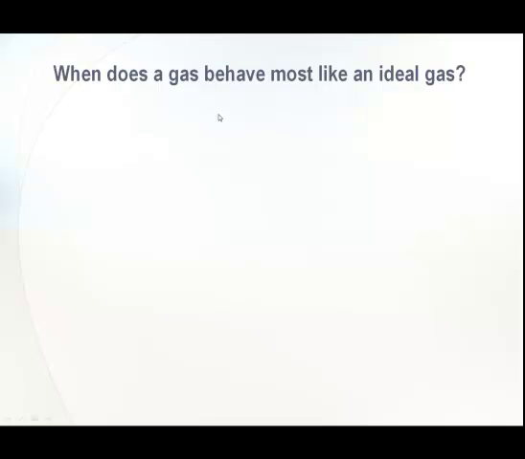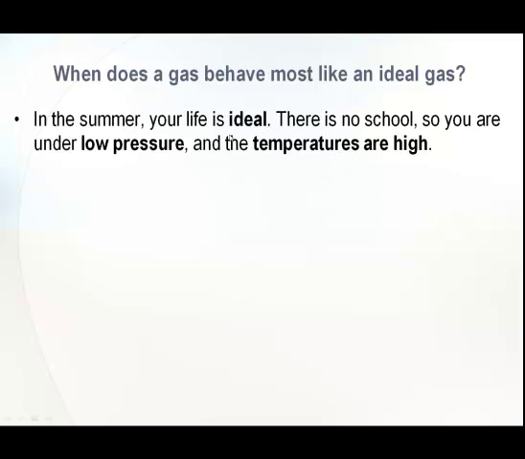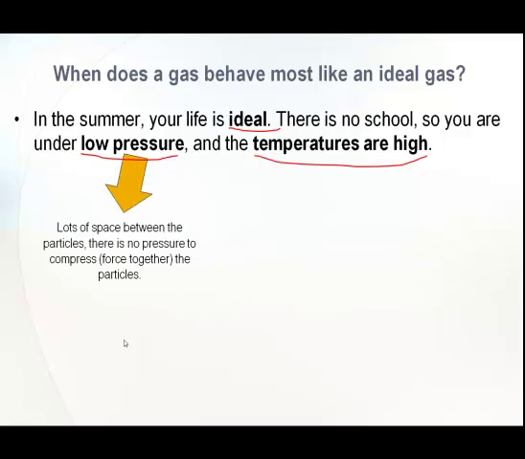So, the next question asks about when a real gas behaves most like an ideal gas. So remember, in the summer, your life is ideal. You are under low pressure because there's no school, and the temperatures are high. So being under low pressure, this means that there are lots of spaces, there's a lot of room between the particles. So there's nothing that's going to force them together and make them behave non-ideally.